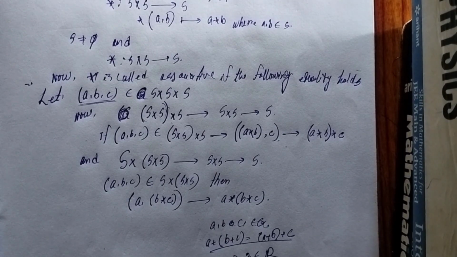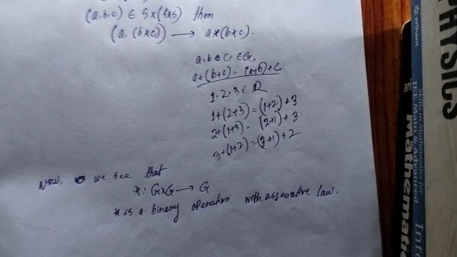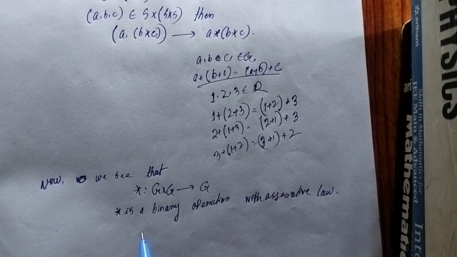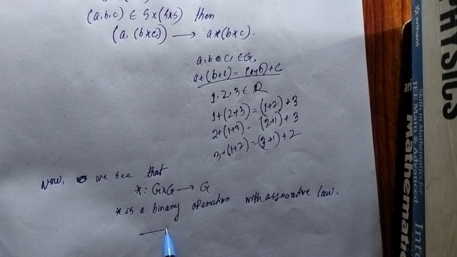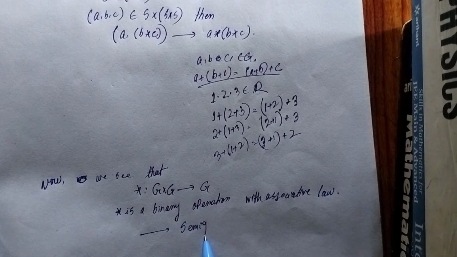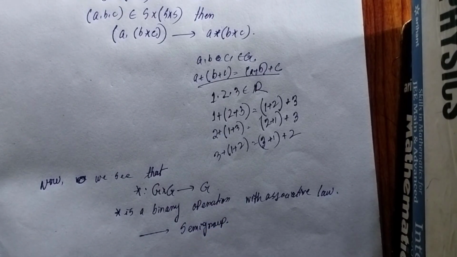Now we saw that star is a binary operation with the associative law. What is this called? We just added one more property to the binary operation. This is called a semigroup. A binary operation with the associative law is called a semigroup. Now we will go through some examples and some properties of semigroups.